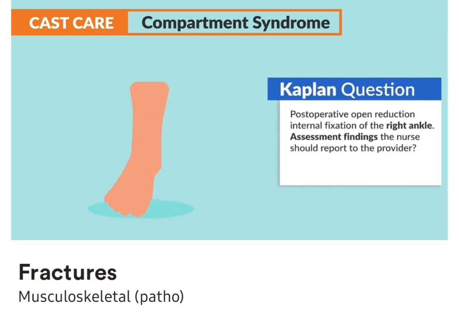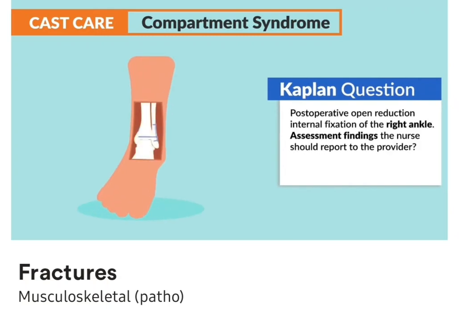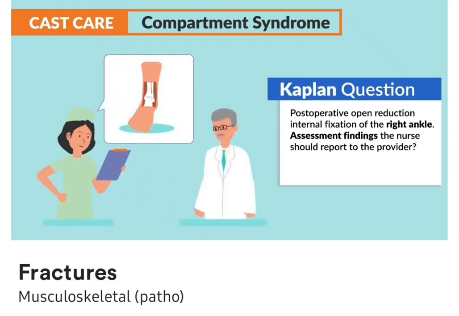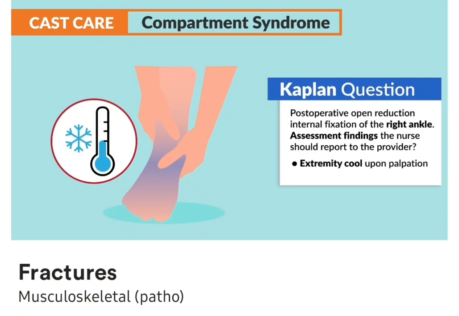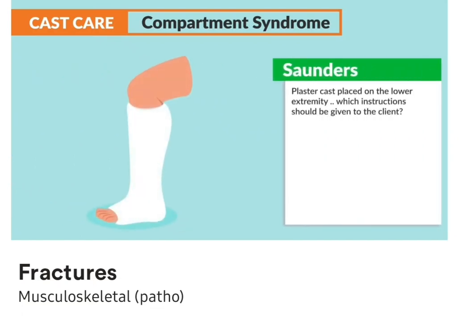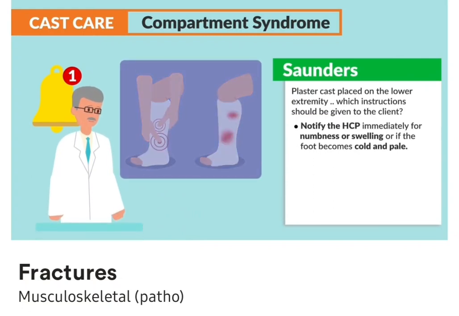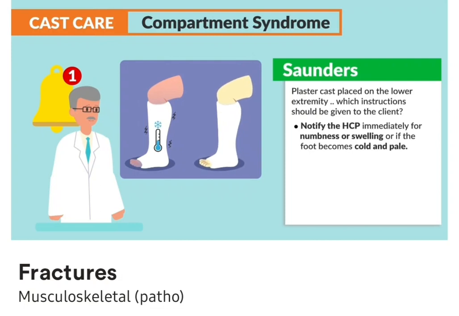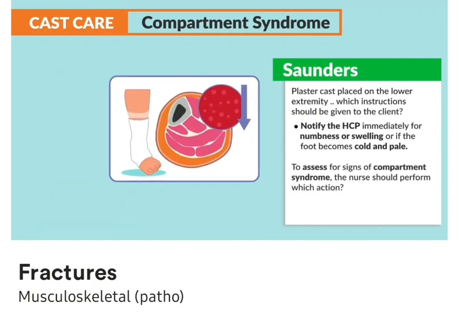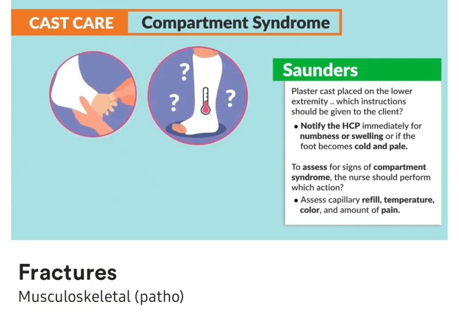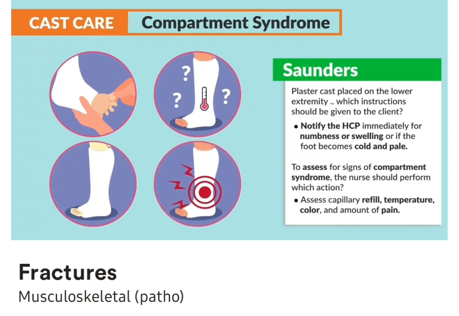So Kaplan mentions postoperative open reduction internal fixation of the right ankle. Assessment findings the nurse should report to the provider: extremity cool upon palpation. And Saunders mentions a plaster cast placed on the lower extremity. Which instructions should be given to the client? Notify the HCP immediately for numbness or swelling, or if the foot becomes cool and pale. And the second question, to assess for signs of compartment syndrome, the nurse should perform which action? Assess capillary refill, temperature, color, and the amount of pain.